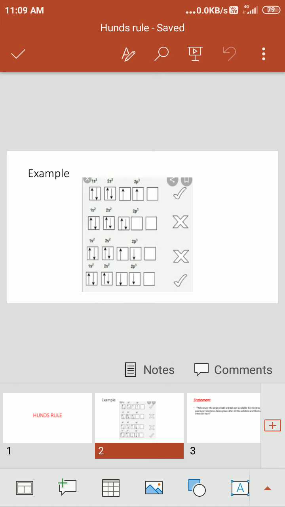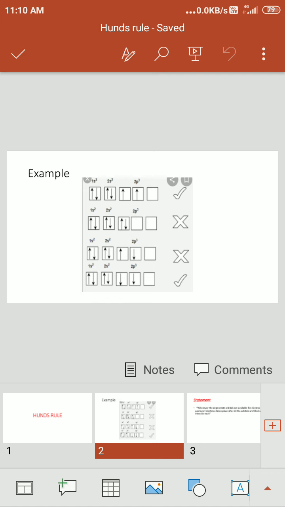First configuration is 1s2 2s2 2p3, that is the configuration of nitrogen. The 1s subshell has only one orbital, it can occupy only two electrons, and 2s is also completely filled with two electrons. But in case of 2p3, p has three orbitals. So first we have to fill the electrons into each orbital. After that only we have to pair the electrons.